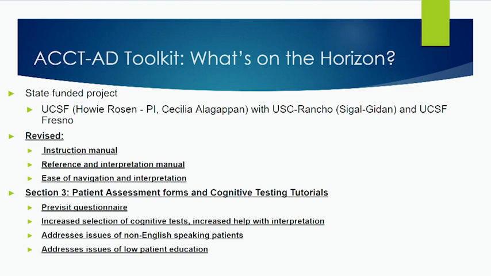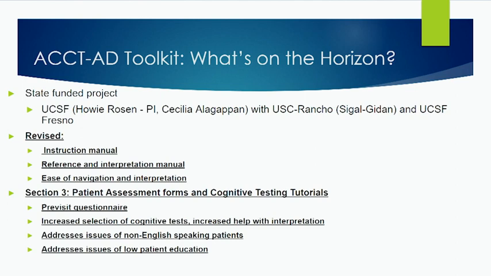There are community partners at all of those campuses, and you'll be hearing from some of the participants later about that. What is going on? Well, as I mentioned, we're revising it. The instruction manual has been revised, that blue one that I talked about. The yellow reference and interpretation manual is being revised, and I've shown you some examples of that. And within all of this, the ease of navigation and interpretation is really being worked on, okay?